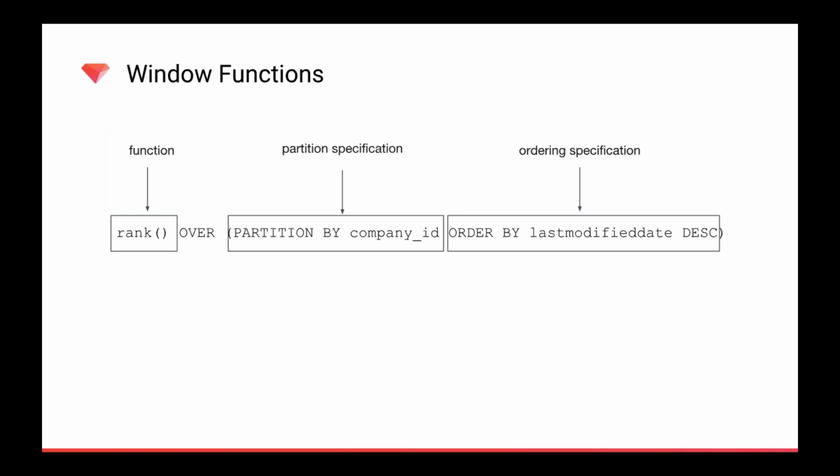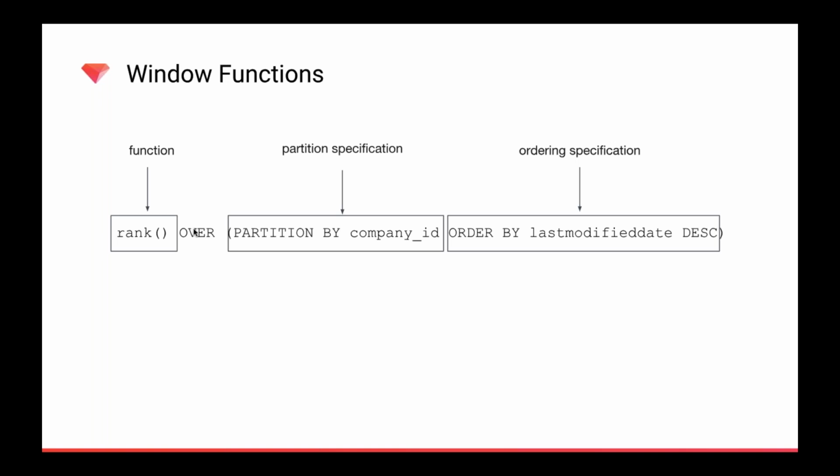So there's 3 parts to a window function. There's the function itself. We're going to use rank, but in Presto, there's all kinds of functions available, and I encourage you to check out the documentation to learn what all of those actually are. Rank will essentially return a rank order across the partition that we set.